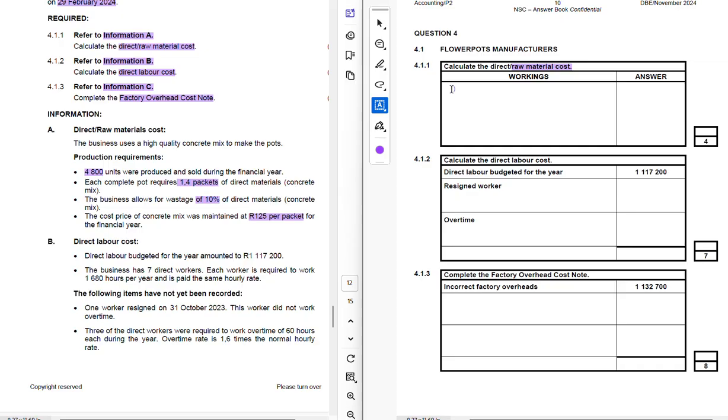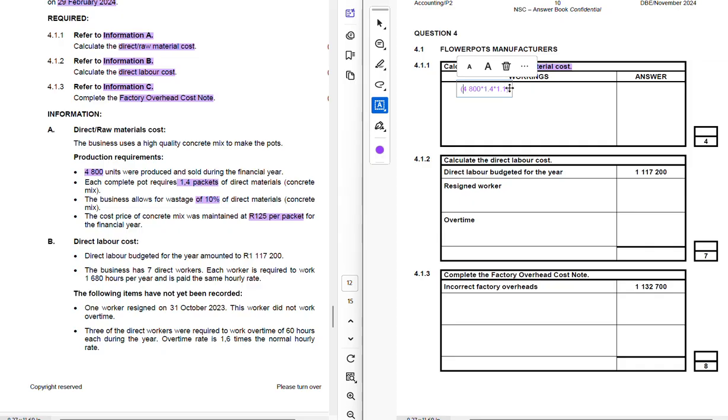Okay, we're going to have to redo it. I've already stated it's 4,800 multiplied by 1.4 multiplied by 1.1, and you all understand what these amounts relate to, as I've already explained.